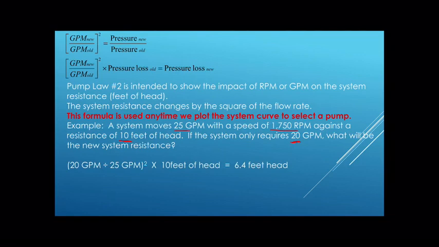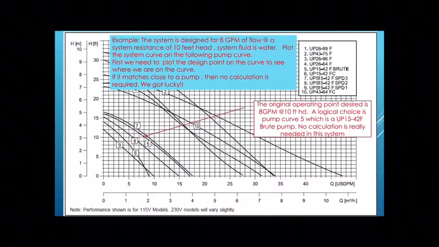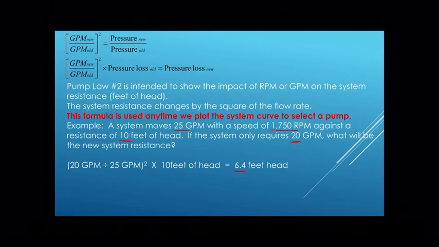So when we plug it into my formula, I've got 20 divided by 25, and I'm going to take that whole quantity squared times 10, which will bring me down to 6.4 feet of head. Now 6.4 feet of head is the new resistance that we're going to end up getting. 6.4 feet of head is my new resistance against just the 20 GPM.